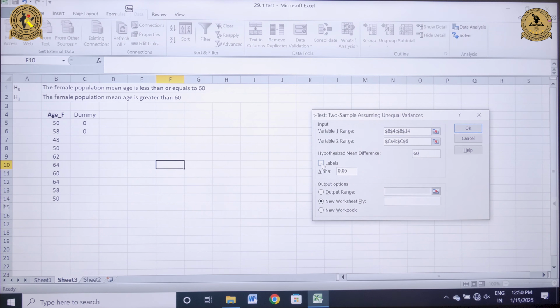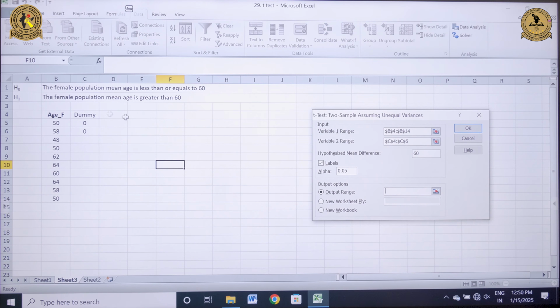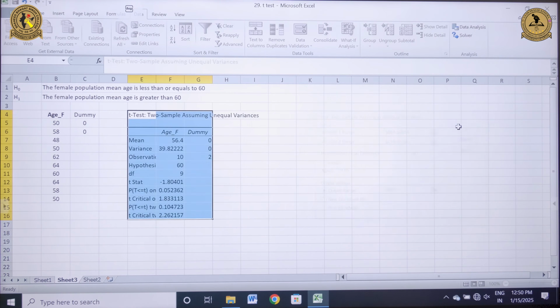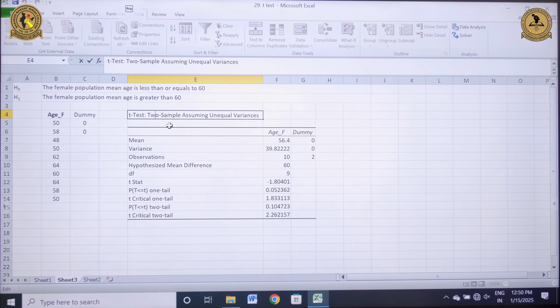and you need to check the labels option as well, because I have not only selected the data but also the row labels. The significance level is 5%, which is already mentioned in this numerical. Output range: I want my data to be presented here, and then click OK. Now this is a two sample t-test assuming unequal variances. Let's make a small modification in it.